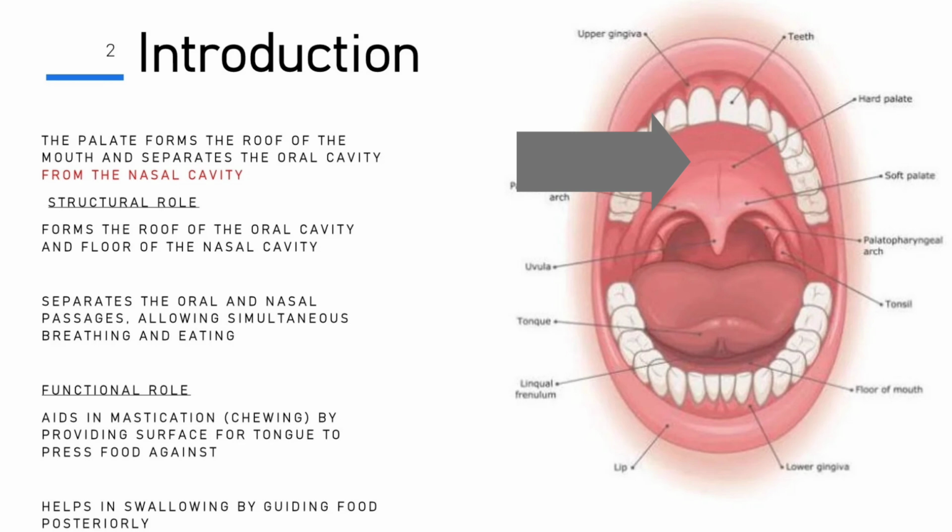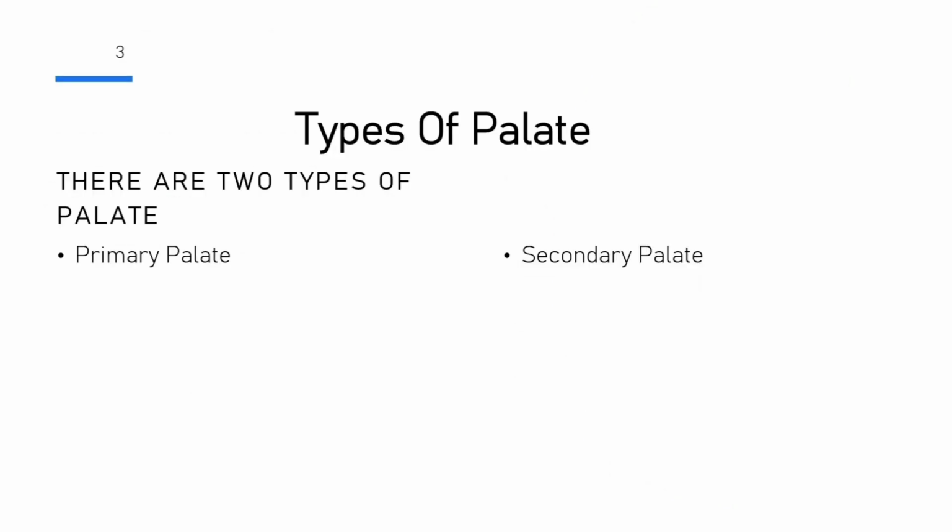Functional role: aids in mastication, chewing, by providing a surface for the tongue to press food against. Helps in swallowing by guiding food posteriorly.